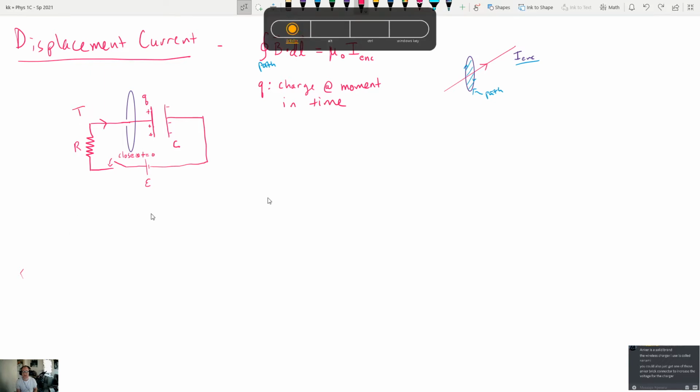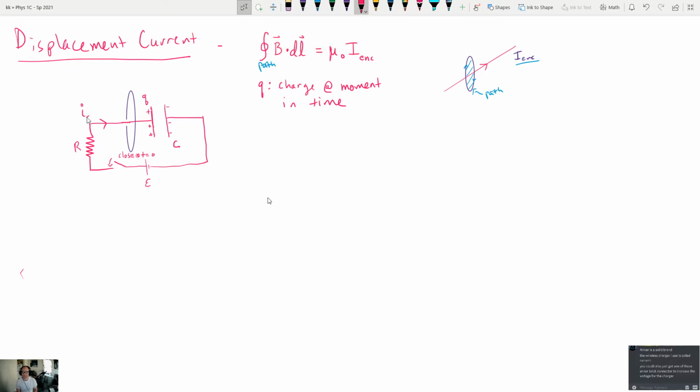Now, instead of using a capital I, though, we're going to use a lowercase i for the current. And I'm going to put a little subscript down here with a C. And we're going to call that i sub C, and it represents conduction current, which is the normal type of current that you're aware of. This is nothing new. And again, this is going to be the conduction current at a moment in time, so it's instantaneous.